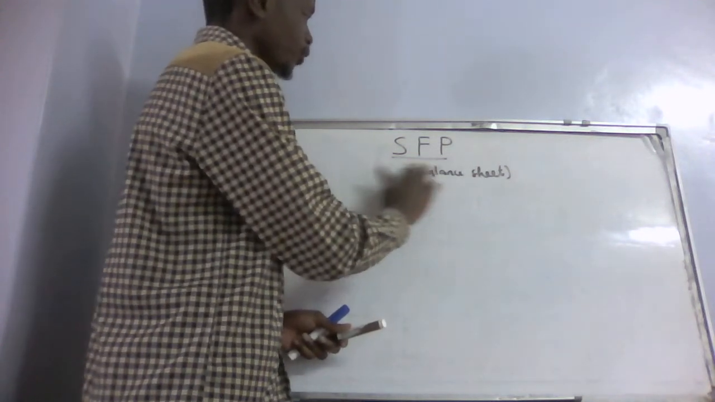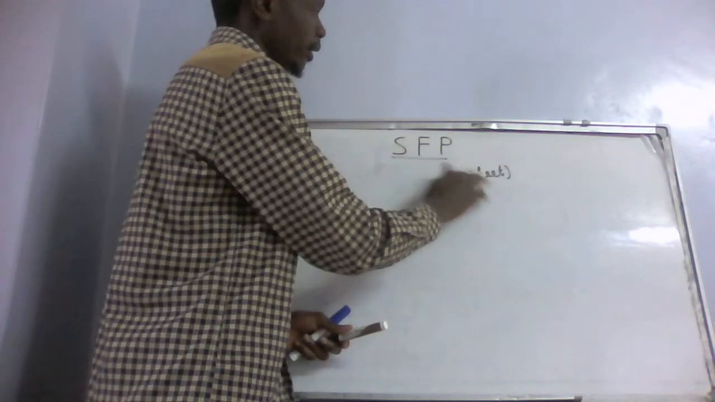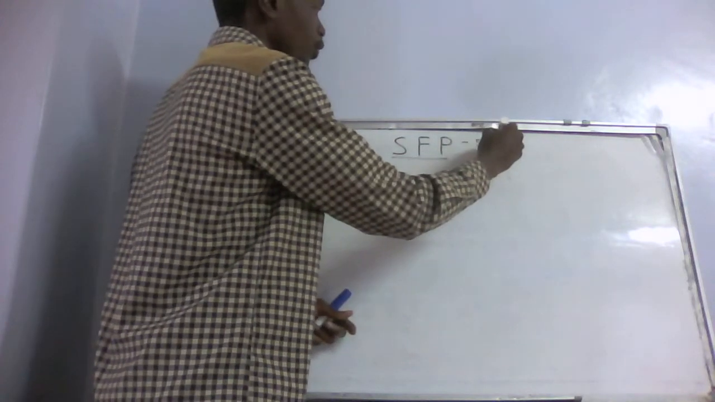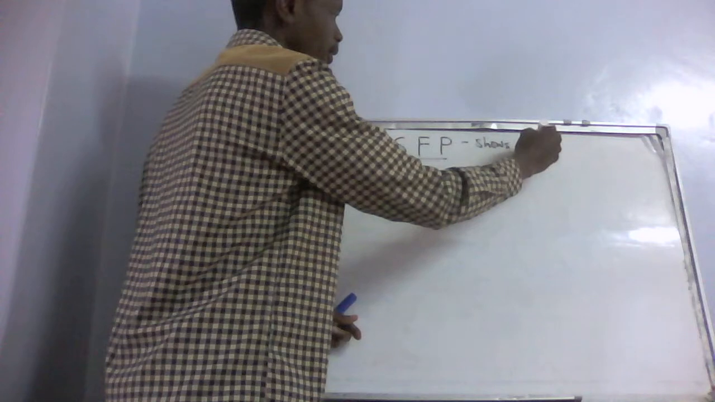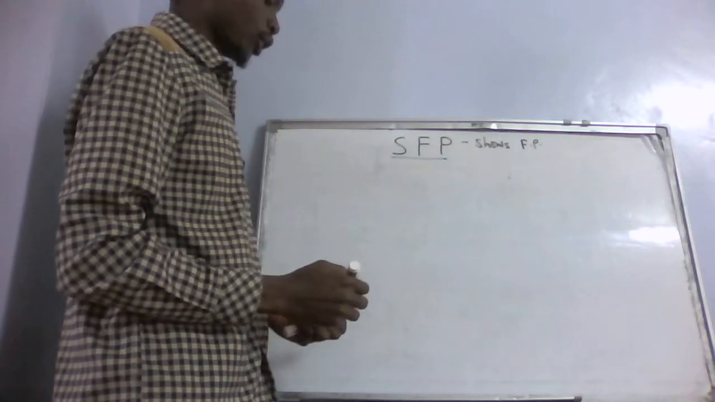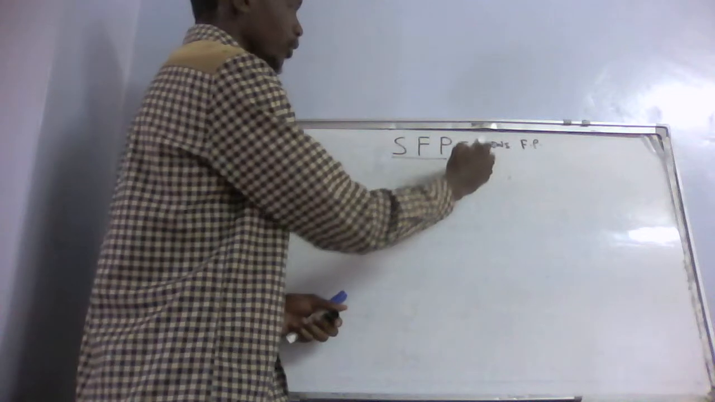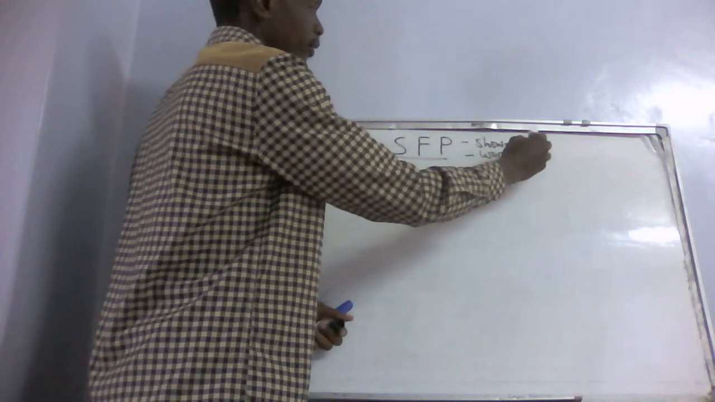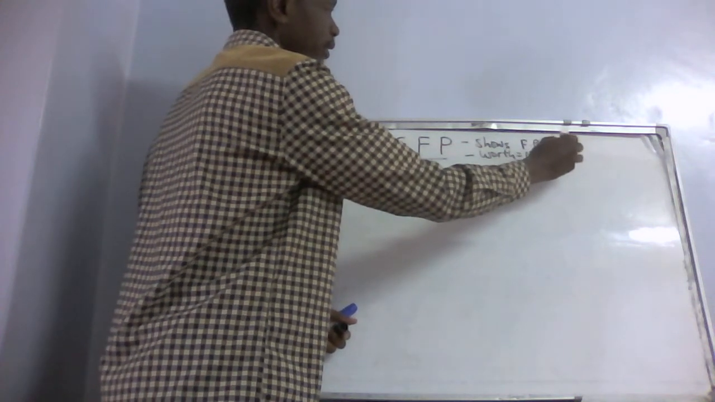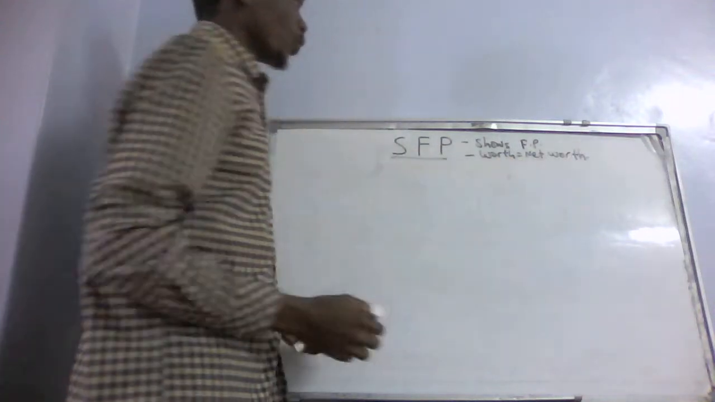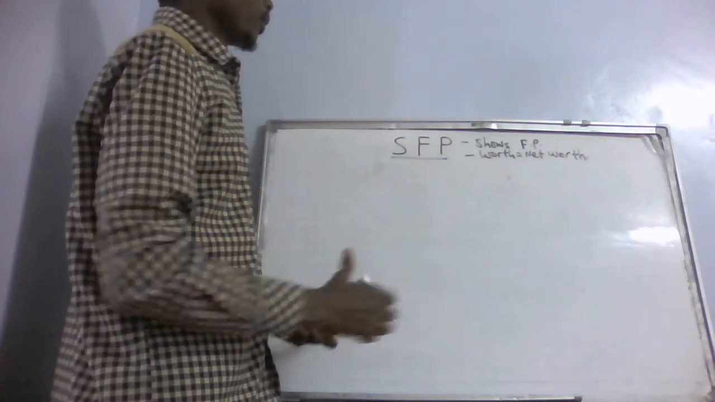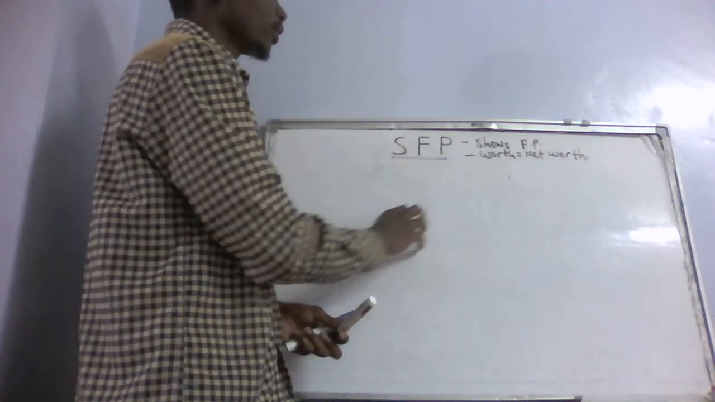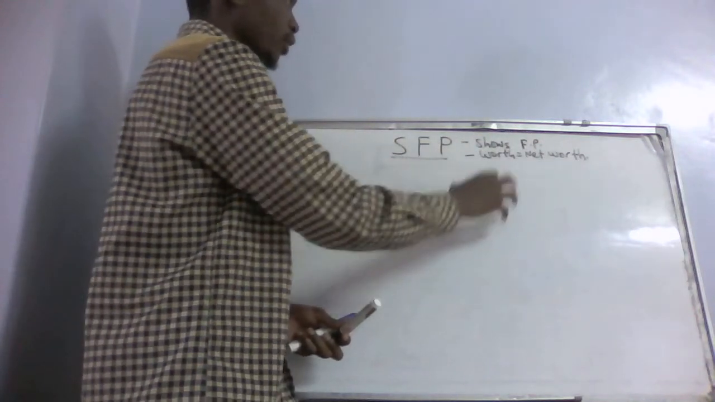Now, statement of financial position, as the name suggests, shows the position. So this one shows the financial position. So what do we mean by financial position? By financial position, we talk about the worth of the business, specifically the net worth. So this one reveals the net worth of the business. So the objective or the purpose of this financial report is that it shows financial position and specifically the net worth of the business.